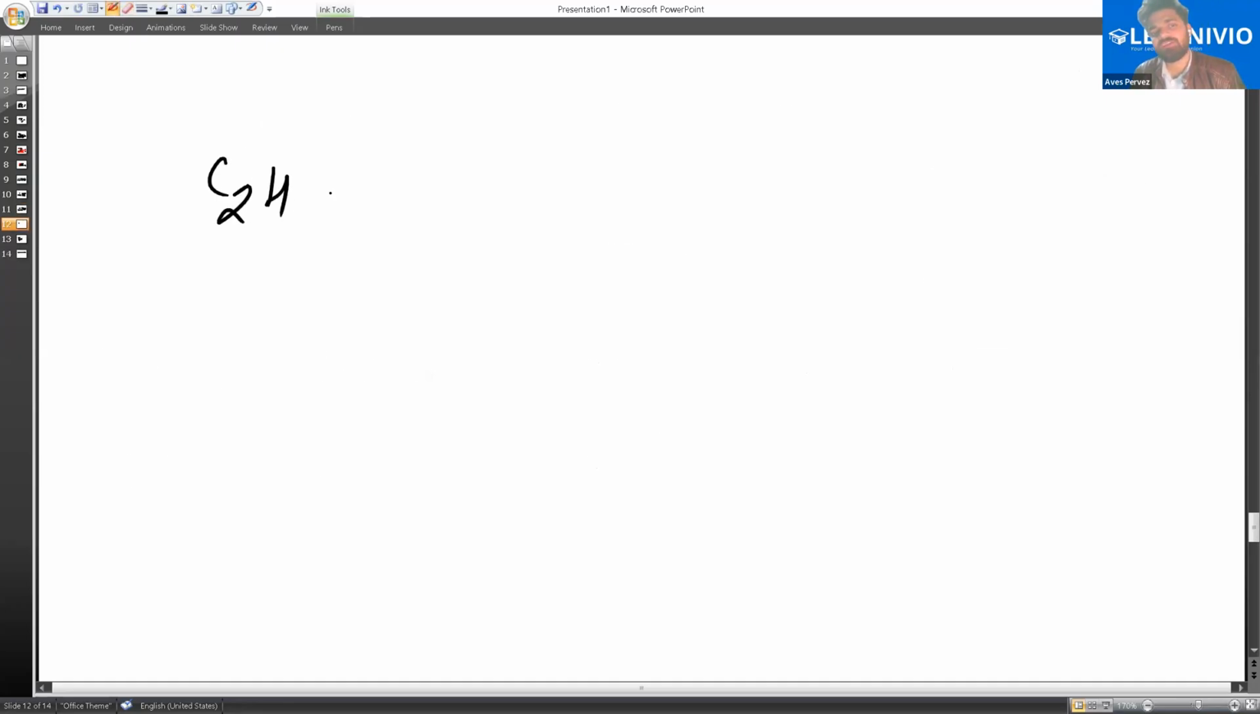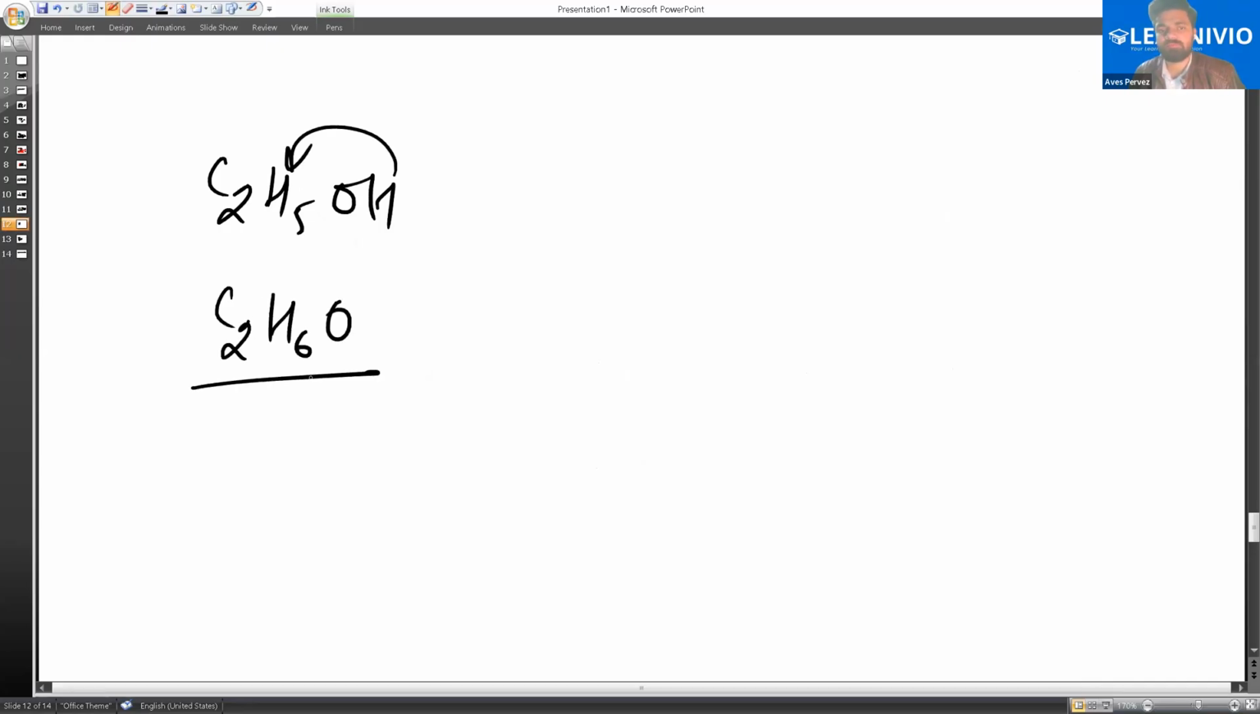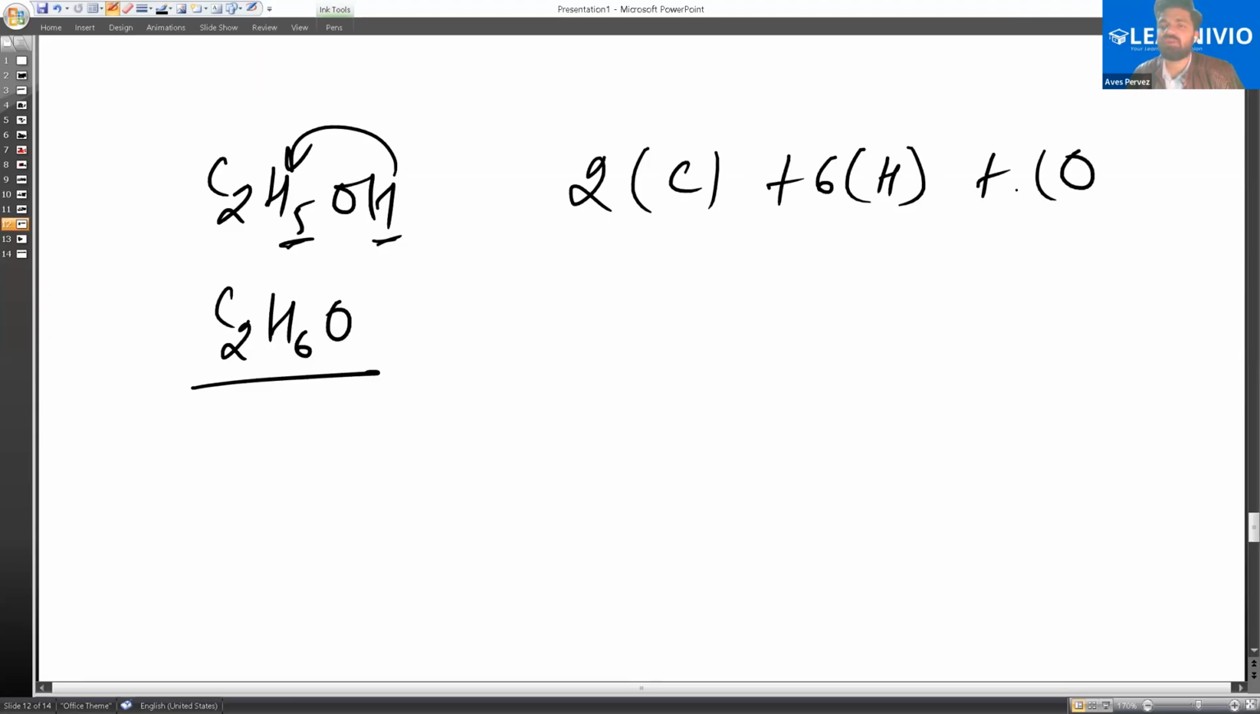It is C2H5OH. Give this H also to this one, so it is actually C2H6O. And this H, if it is here, it will be counted: C2H6O. Now count the total number of atoms. Carbons are 2, plus hydrogens are 6, plus oxygen is 1.